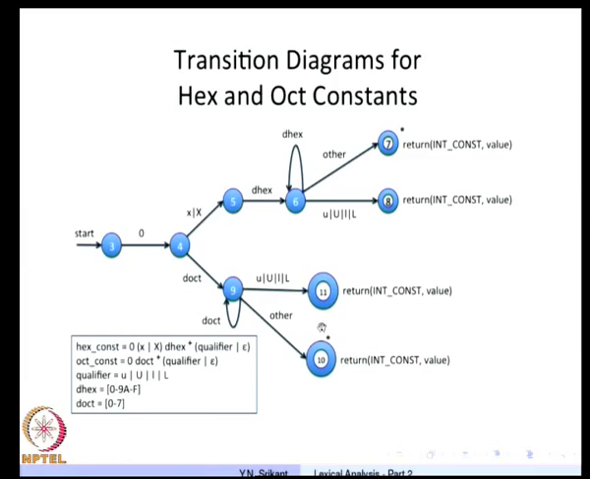The lexeme we have accumulated in entering either state 10 or state 11 is actually the string of digits in the constant. That part would be taken, then evaluated, and the value is returned as the value of the integer constant. Whether it is a hexa constant or octal constant, it is still an integer, and that is the reason why we return the token int const.